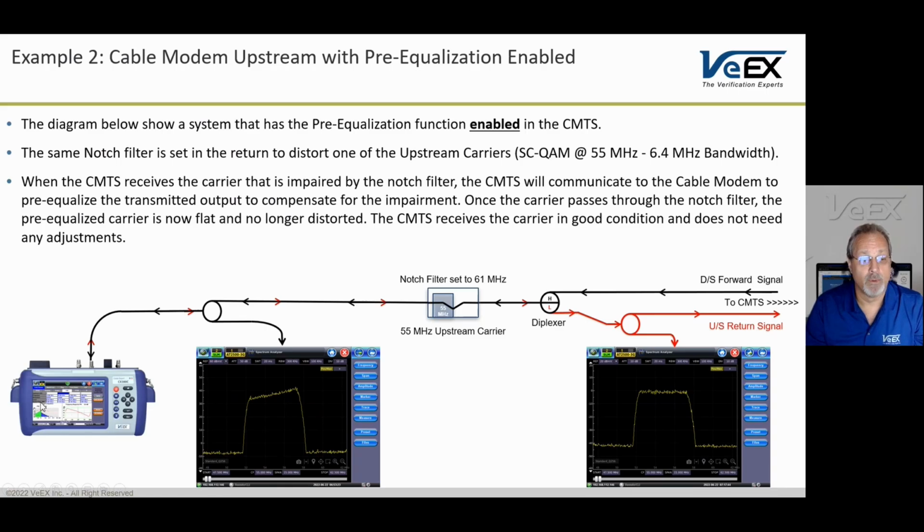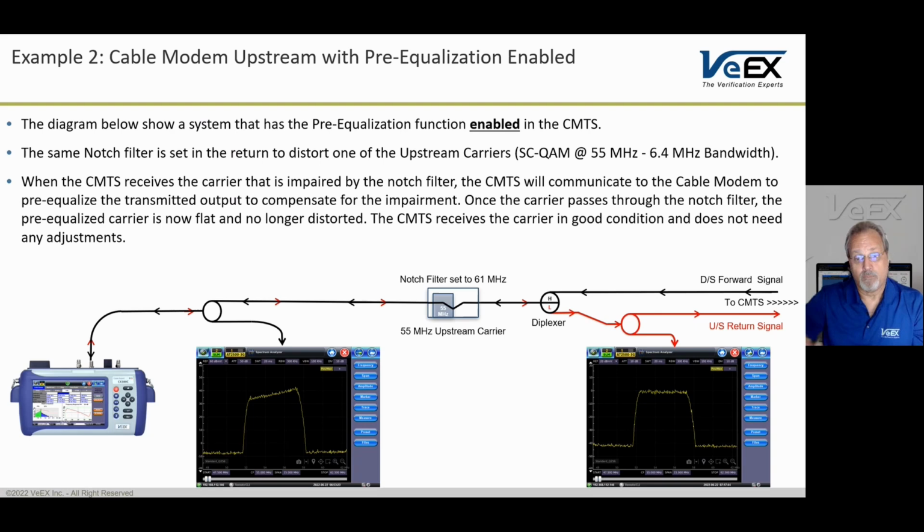So now the cable modem is transmitting. I got a capture of that transmission. You can now see it's an inverted haystack. It's the opposite of what we were seeing of what the CMTS was receiving. So with this inverted carrier, it goes through the notch filter.